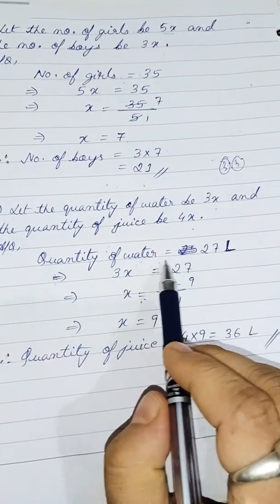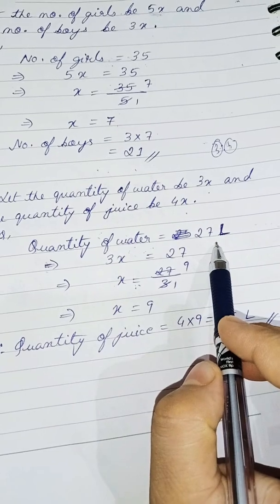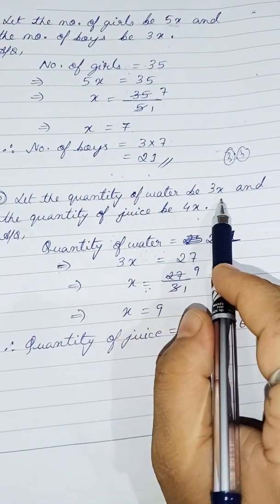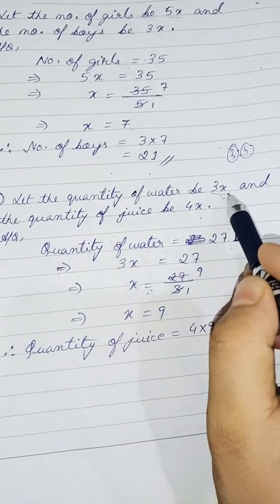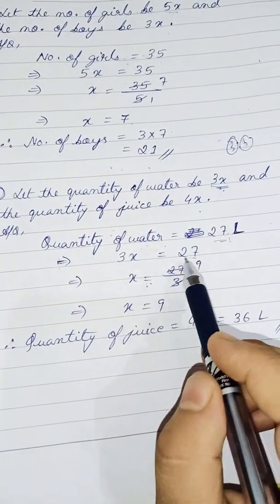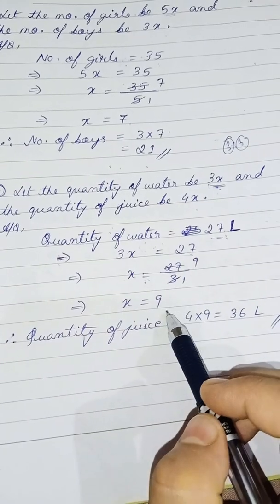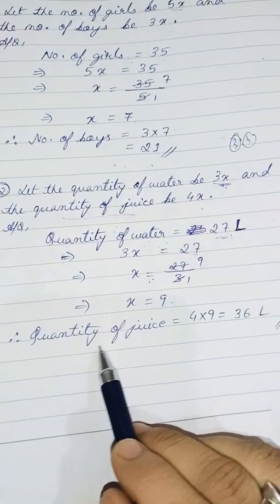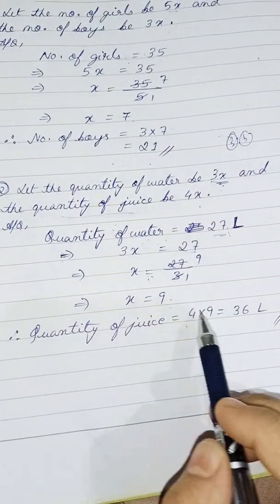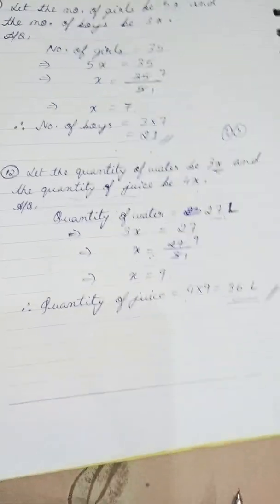Now the quantity of water is already given as 27 liters. But again we have considered the quantity of water to be 3x. So like the previous one, obviously they will represent the same thing. So 3x will be equal to 27. So 3 comes here, gets divided, x is 9 liters. So this 9 we will put here to get the quantity of juice. So the quantity of juice equals 4x, that is 4 into 9, 36 liters. Question number 13.